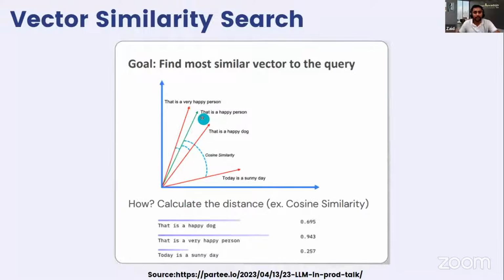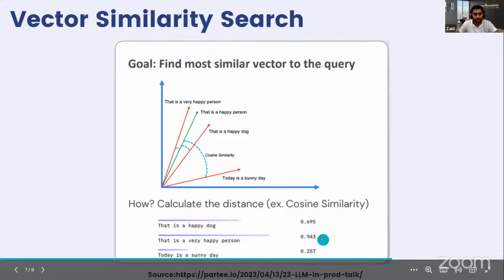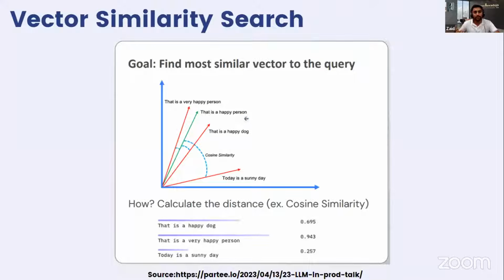So how does this work? Say you ask a query, that is a happy person. Vector similarity is just calculating the angle between two vectors, and the most similar one has the least amount of angle. See, "that is a happy person" was my query, and it is relevant to this particular sentence with 94% similarity. So this is how similarity search works. There are different kinds of search as well. You can do the KNN search, where you search for approximate neighbors as well. So yeah.